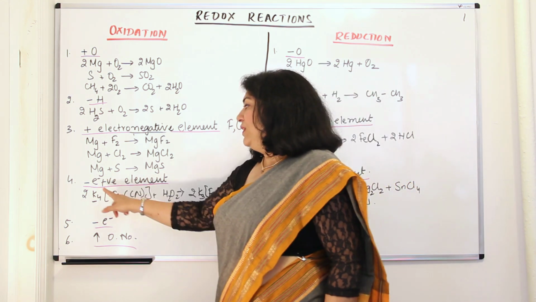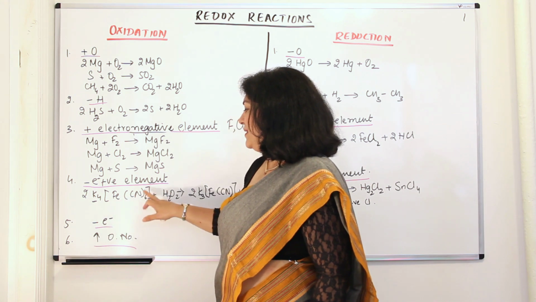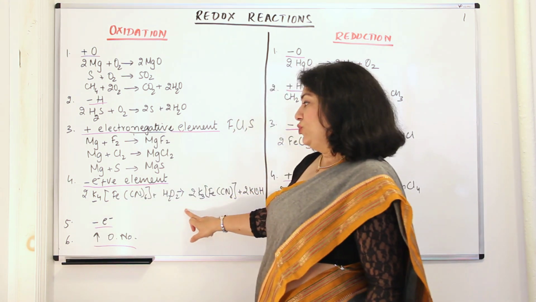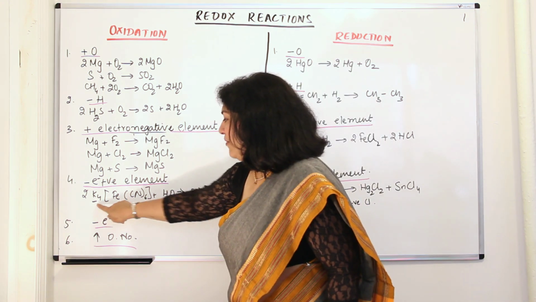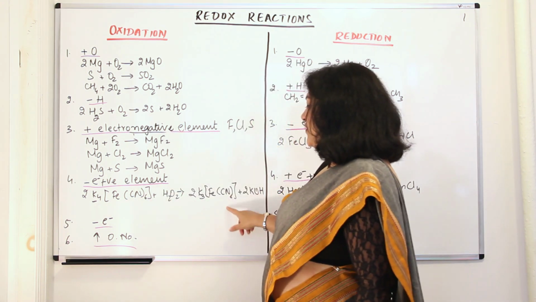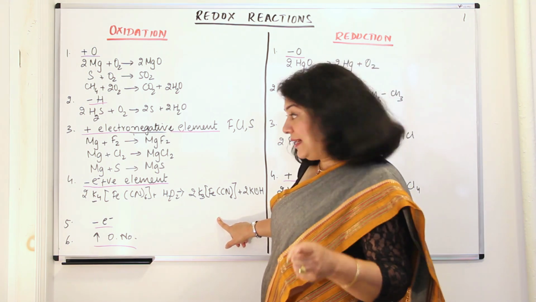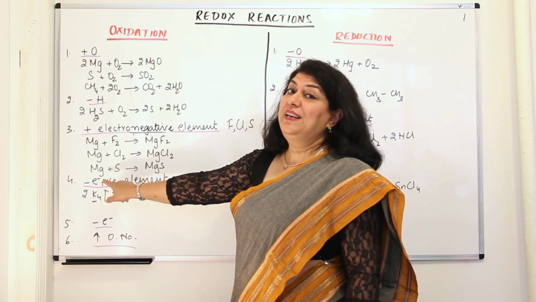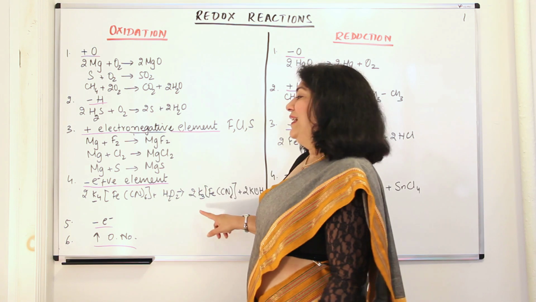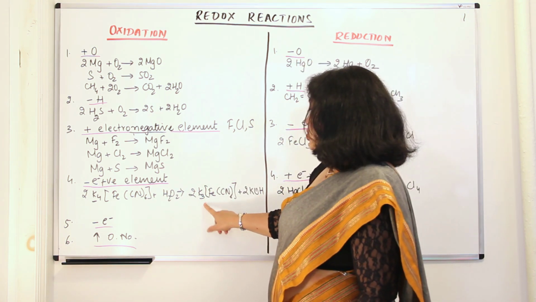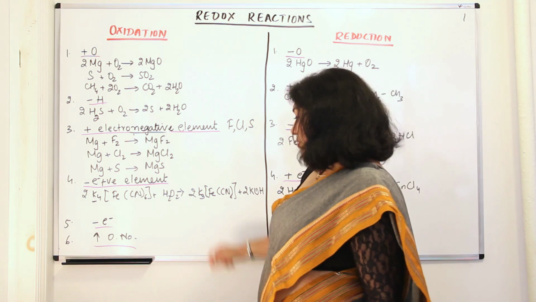If addition of electronegative element was oxidation, then removal of electropositive element should also be oxidation. Therefore, removal of electropositive element is the next definition. Example, you have K4Fe(CN)6 combining with H2O2 and it gives you 2K3Fe(CN)6. Do you see, from K4Fe(CN)6 you get K3Fe(CN)6. One potassium has been removed, and potassium is a metal and it is electropositive in nature. All metals are electropositive. So removal of an electropositive element here would show that it is an oxidation process.